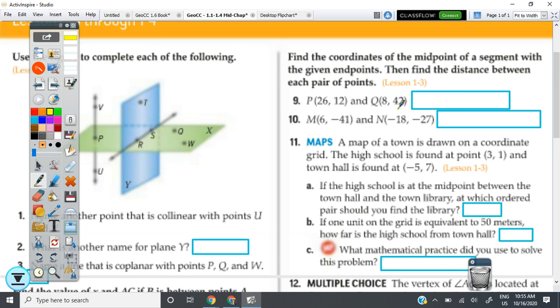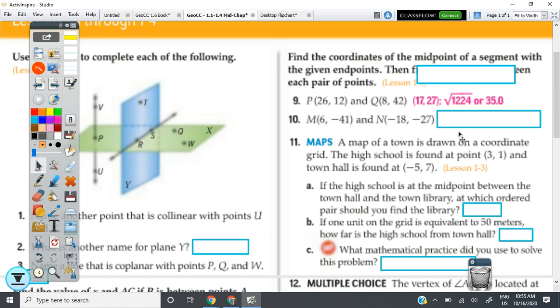Okay, I had 9. Somebody asked for 9. Do you still need to see that one? Oh, I want to give you the answers. Yep, I gotcha. Okay, so if you do that, the answer is 17, 27. Remember, midpoint is always a point, an X and a Y.